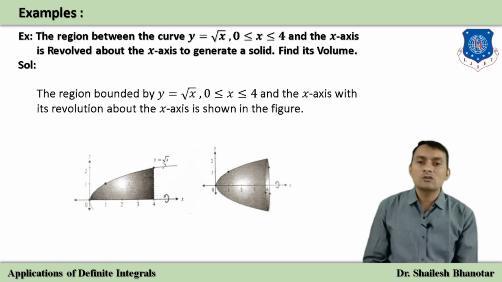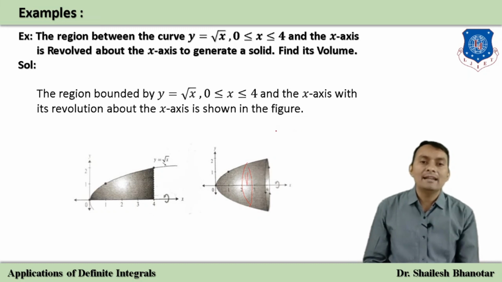So this is y equals square root of x, from 0 to 4, and the x-axis is revolved. That means we are going to revolve about the x-axis, so our form will be a solid, as you can see. Now I'm going to find the volume of the solid we have obtained. So just take this cross section for simplicity.